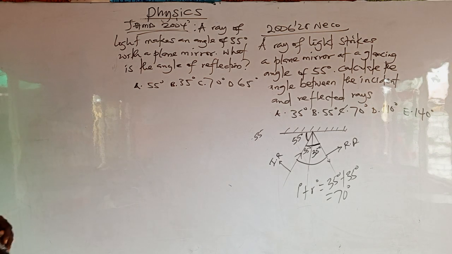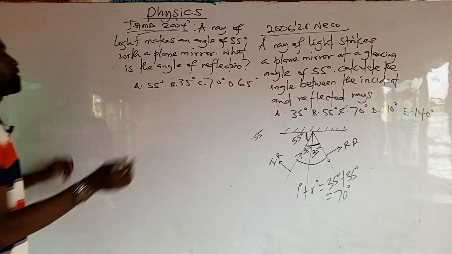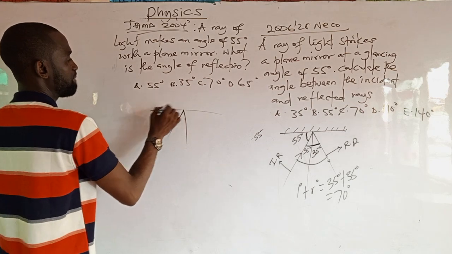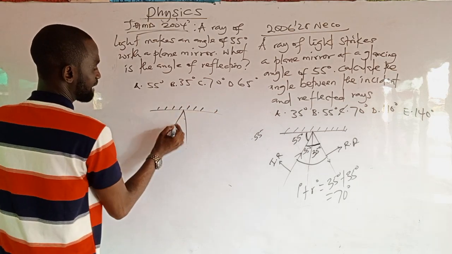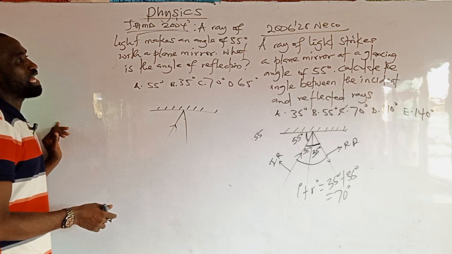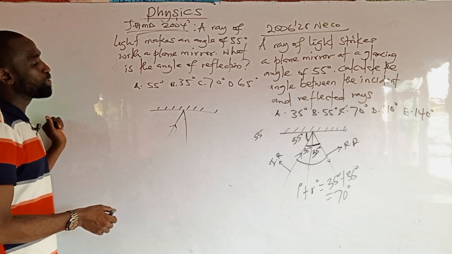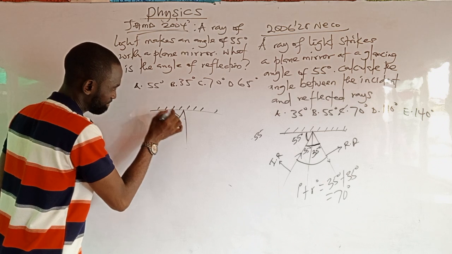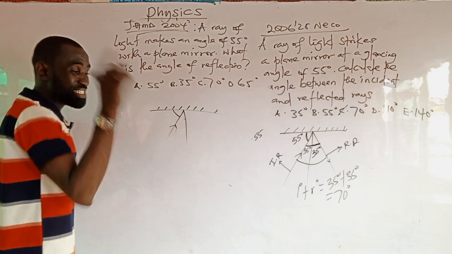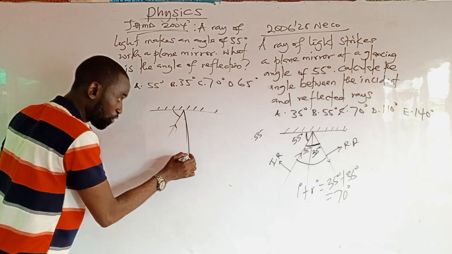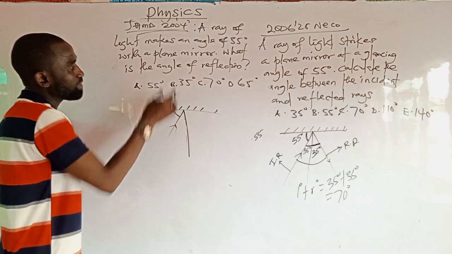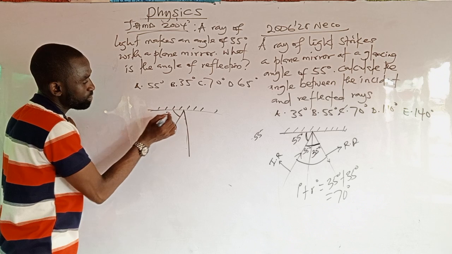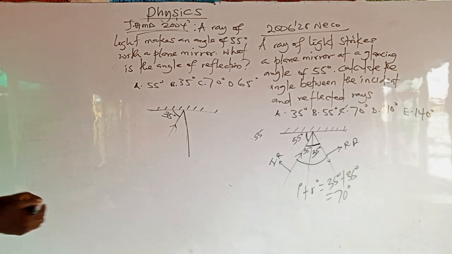The ray of light makes an angle of 35 degrees with a plane mirror. This is our plane mirror, and this is the ray of light. It makes an angle of 35 degrees with the plane mirror itself. It does not say this is the normal, so be careful. It says it makes an angle of 35 degrees with the plane mirror. So this face is 35 degrees.